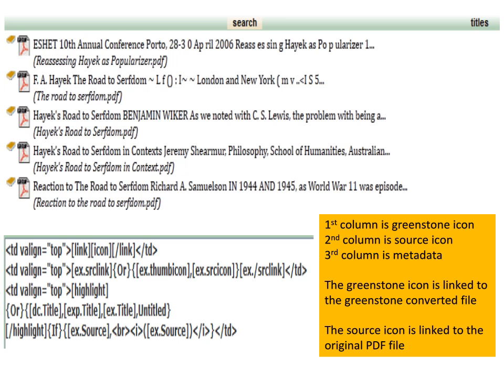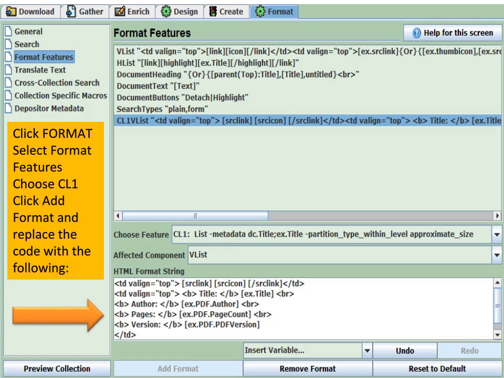Now, obviously, we want to change this format. So it's off to format features. And we're going to take CL1, which is our simple list index, from the pull down. And we see the default code, so we click add format and remove all that, and we're going to replace it with something a little better. What we're going to do is replace the default three columns with two columns. In the first column, we're going to have the source icon, which is going to be a PDF, and we're going to hyperlink that to the source document, which is the PDF.